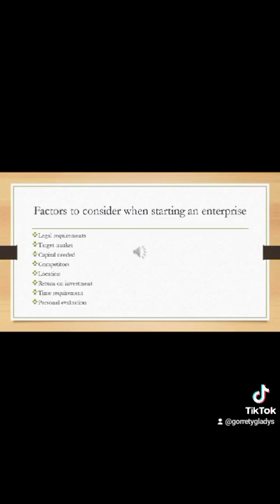Then we go to the target market. You need to know the type of product you're selling and the market you intend to sell to. You can't be selling crop tops to your old mamas. So you have to take products to their target market.